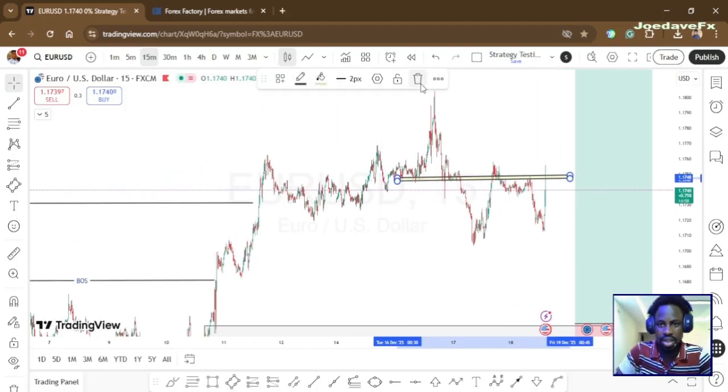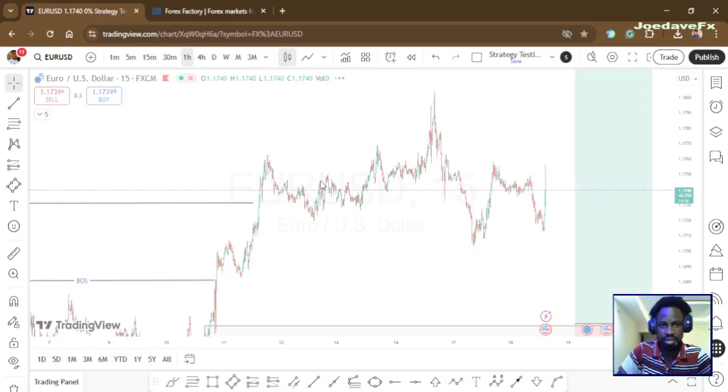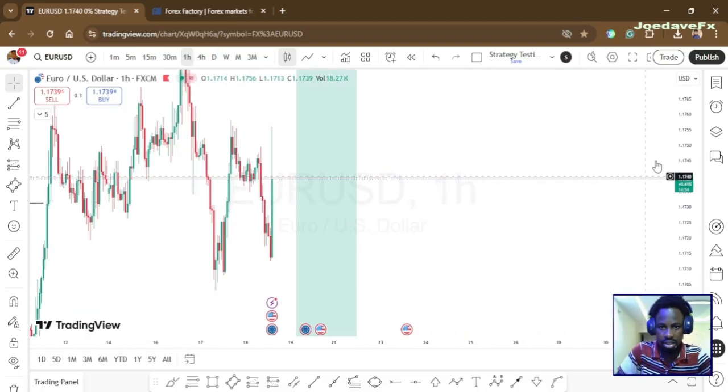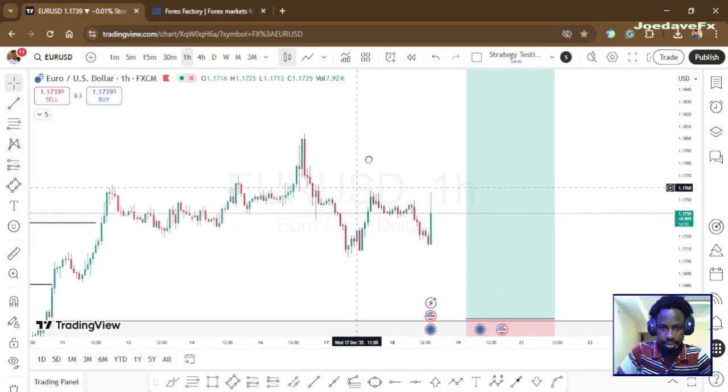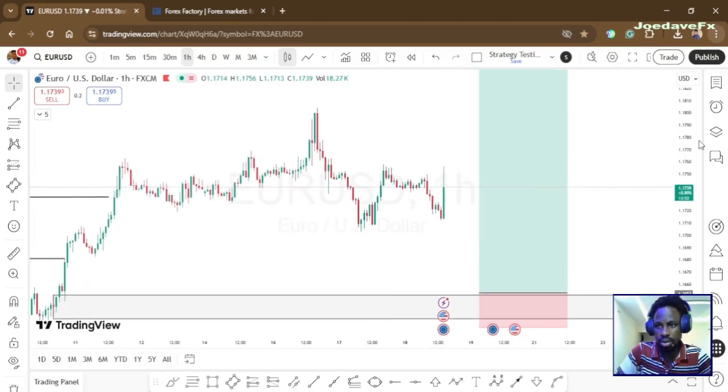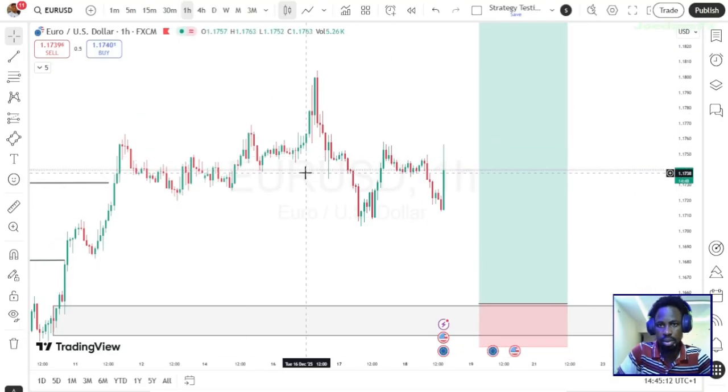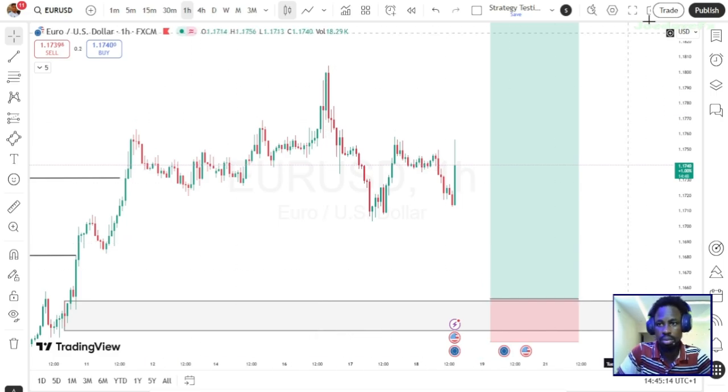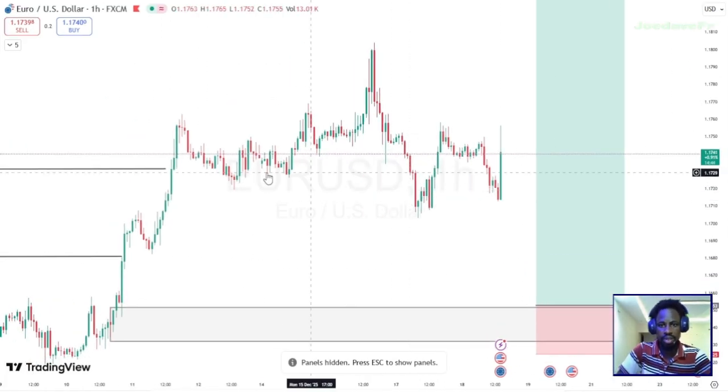Also, let's analyze together. Let me delete this one. Let me go to the 1-hour time frame so we get a very clean chart. I'm going to zoom out very well here. Okay, I just want to have a full screen there.